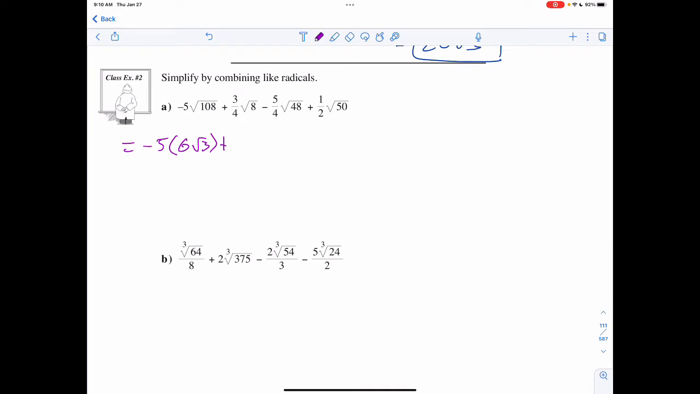In the second one, I have a coefficient of 3/4, and the square root of 8 is 2 root 2s, minus 5/4, and the square root of 48 is 4 root 3, and 1/2, and the square root of 50 is 5 root 2s.